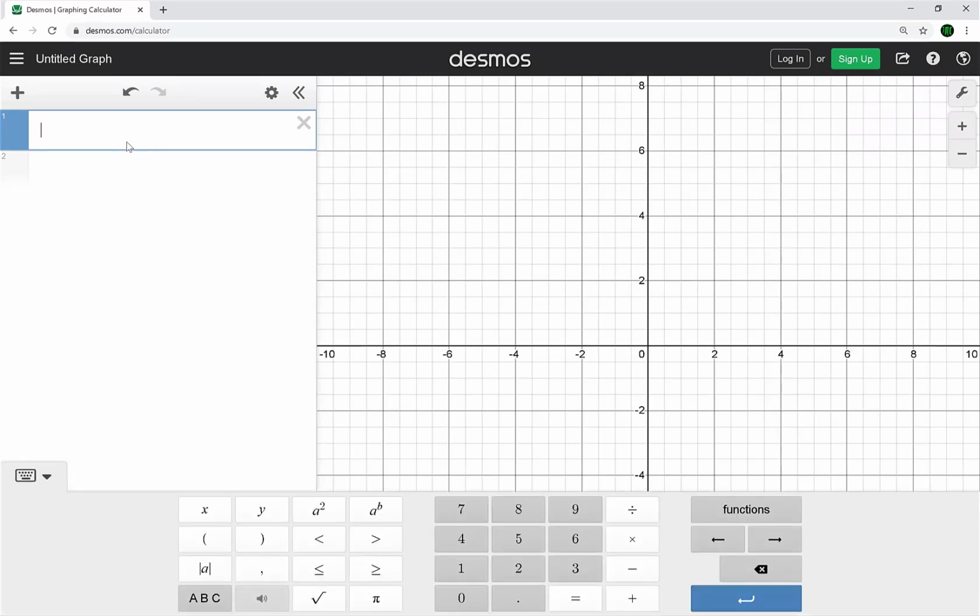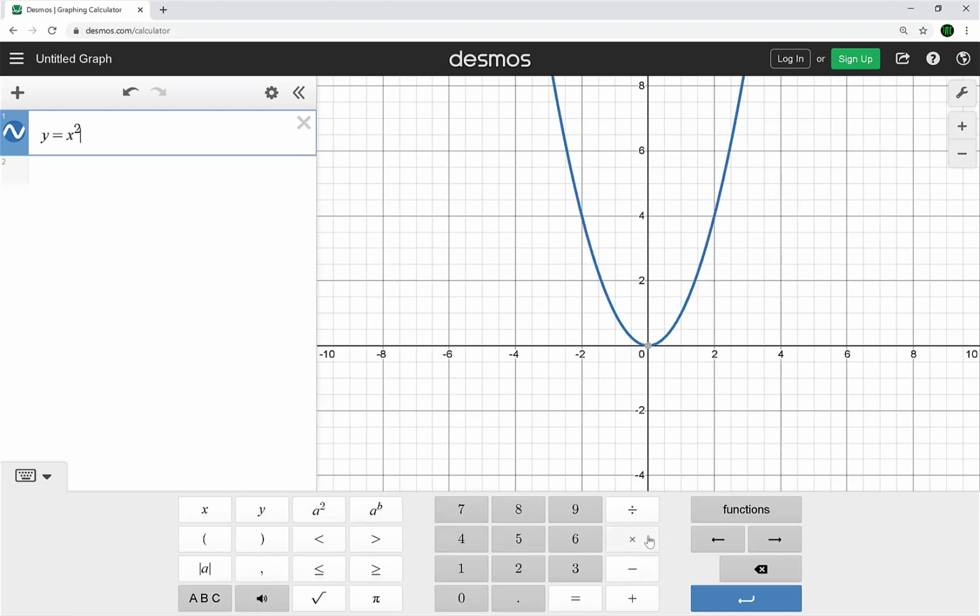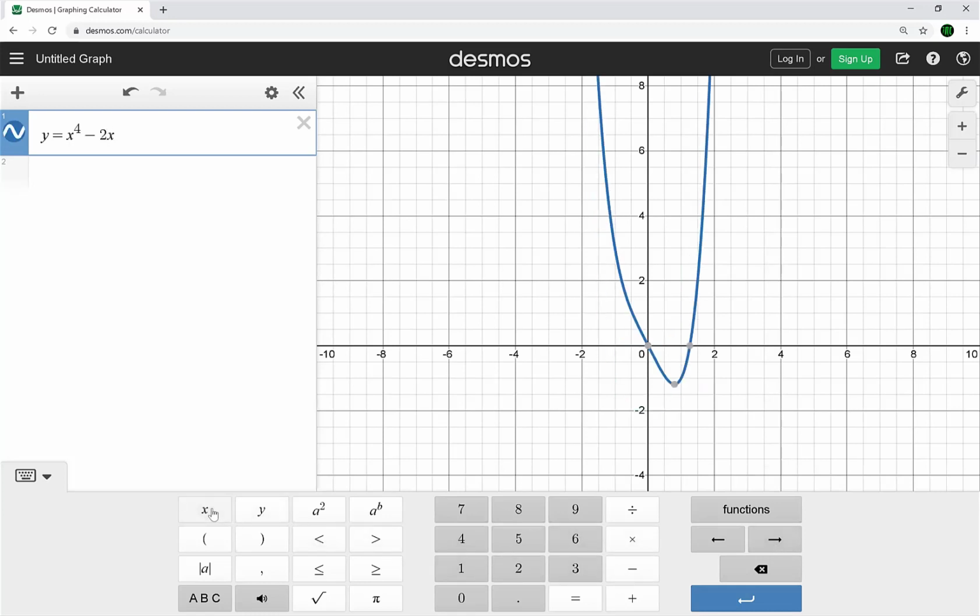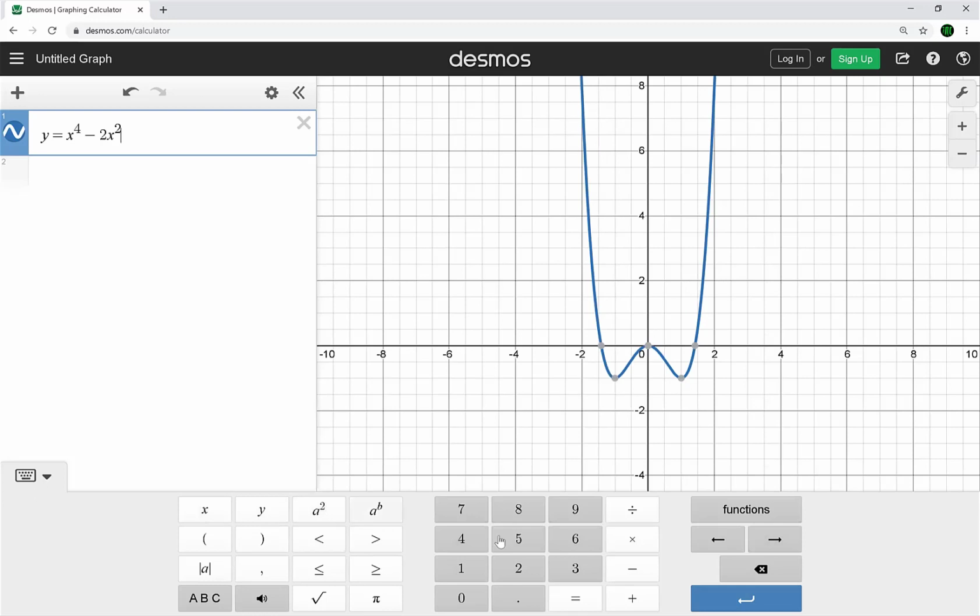How do I see this problem is happening? There we go. I just want these guys. Y equals x to the 4th minus 2x squared plus 2. Look at that, guys.